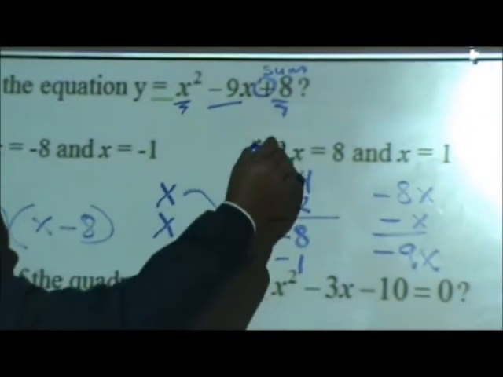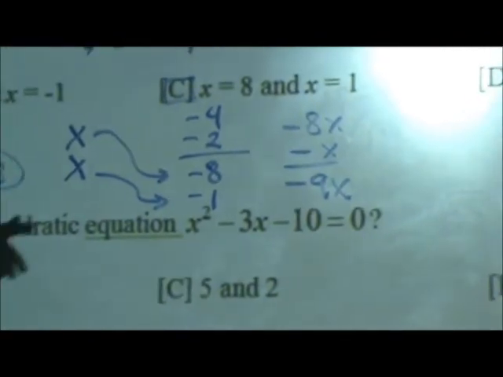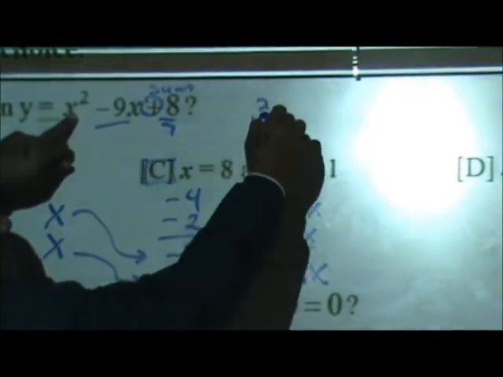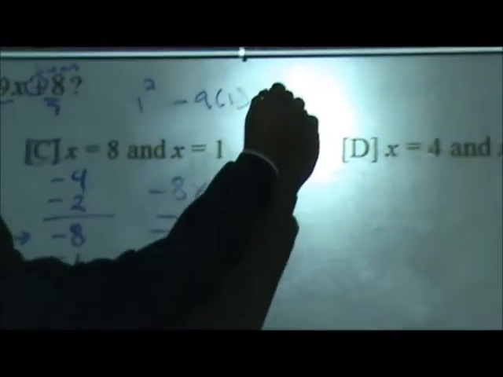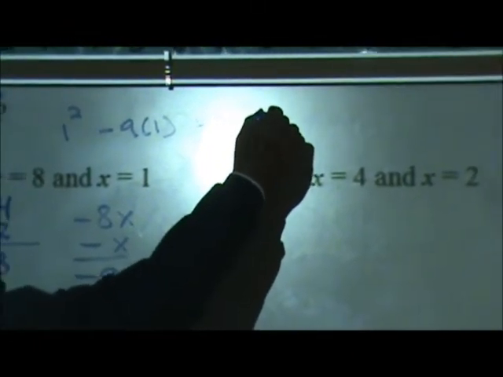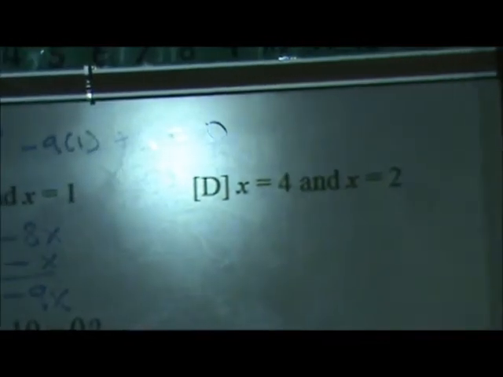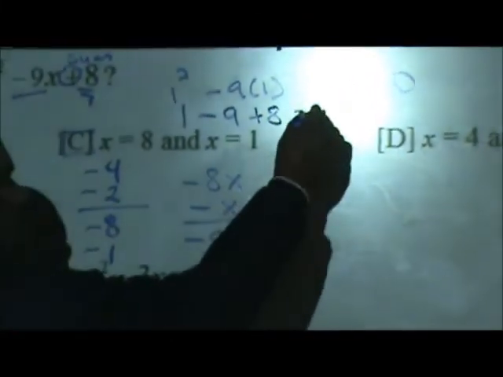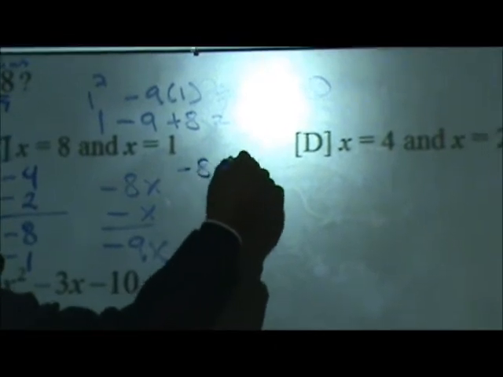I would put C. Now, what else could you do? If you put a 1 in here, what's 1 times 1? 1. What's a negative 9 times 1? Plus 8, what does it give you? It gives you 0. 1 minus 9 is negative 8, plus 8 equals 0.